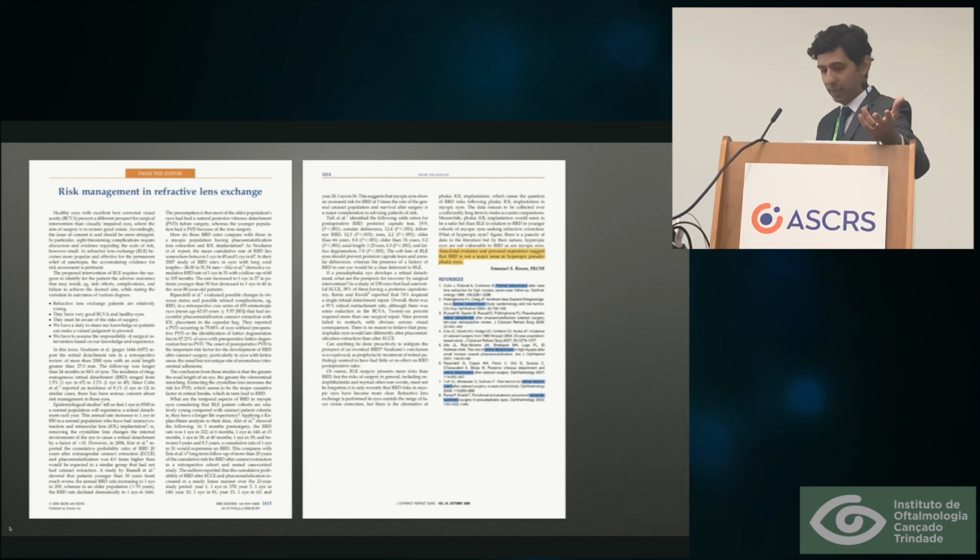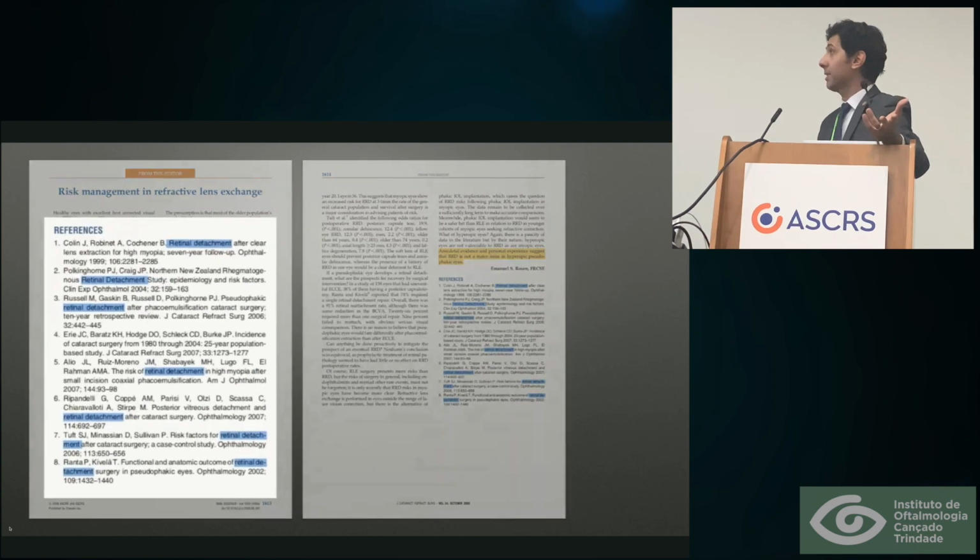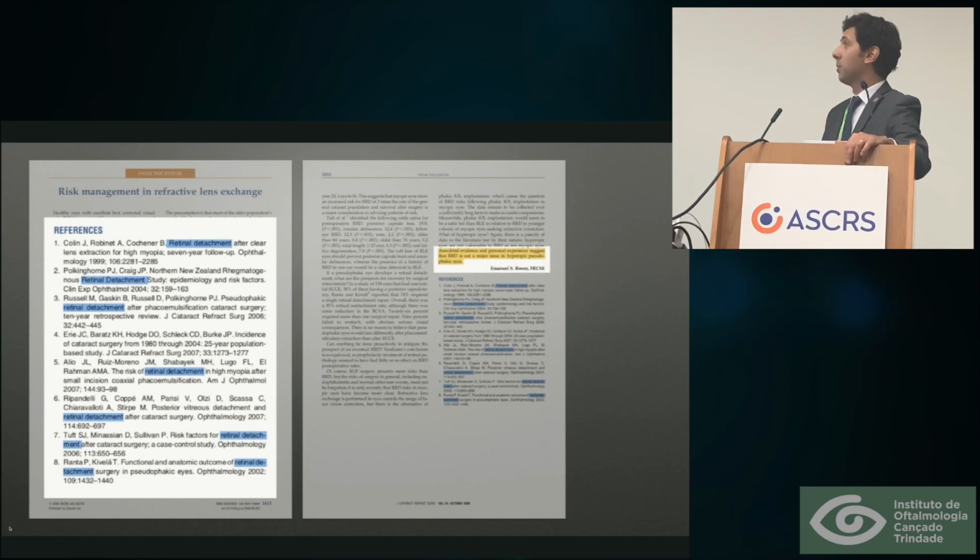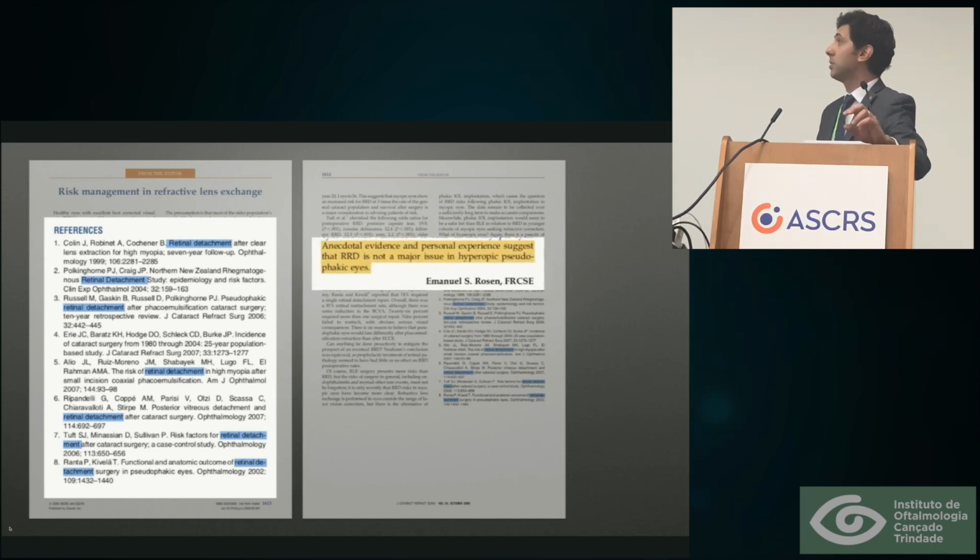So when we take a look at just the reference here, we see that retinal detachment is the most important risk that we are considering here. And in this recent editorial, this is a really important opinion that was shared here, that in those eyes with a shorter axial length, the risk of retinal detachment is not that high as compared with eyes with myopia.